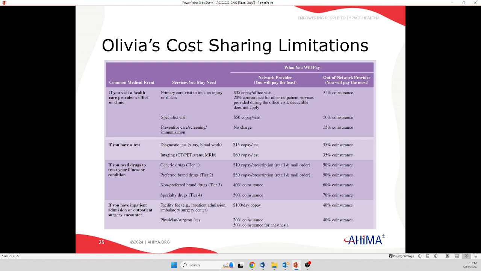On April the 25th, she saw her PCP for seasonal allergies. And I'm reading this on page 39 in your book. So when she saw her PCP, her primary care, to treat an injury or illness, how much did she pay for a copay? She paid $35 to her PCP, and her PCP prescribed eye drops.